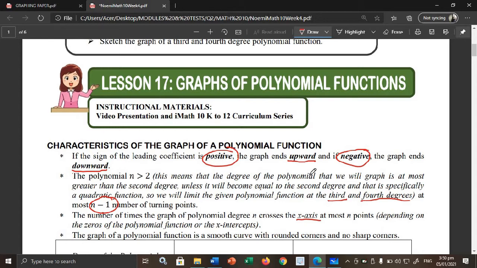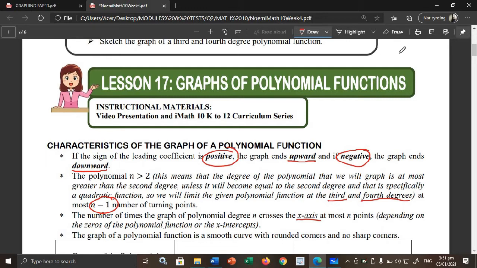And then lastly, the graph of a polynomial function is a smooth curve with rounded corners and no sharp corners. So again, in sketching the graph of a polynomial function, either third degree or fourth degree function, the ends must be a smooth curve. So hindi pwede na sharp yung edges ng graph. Dapat ay round yung corners or smooth curve, pa-curve siya.